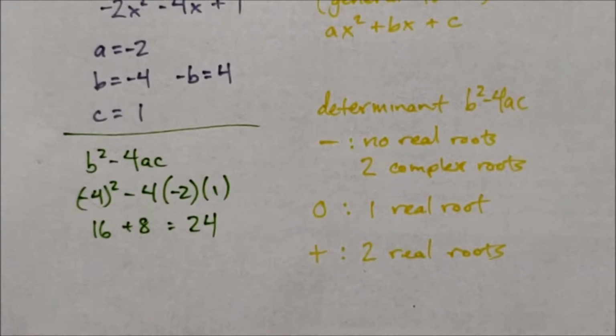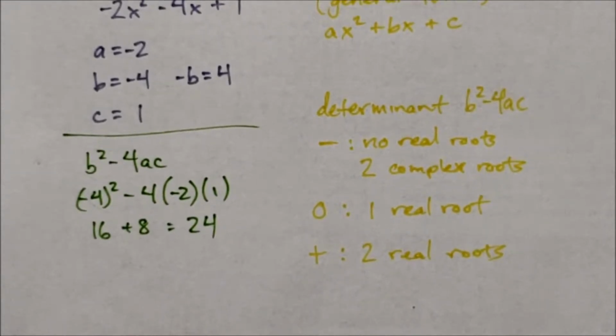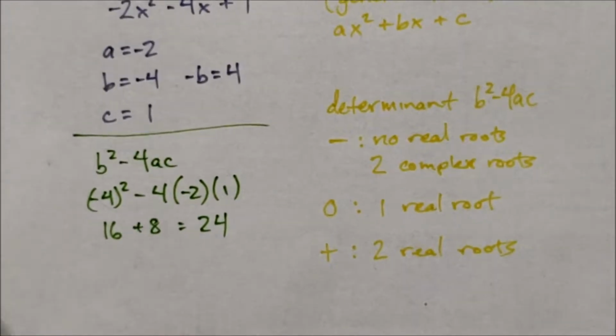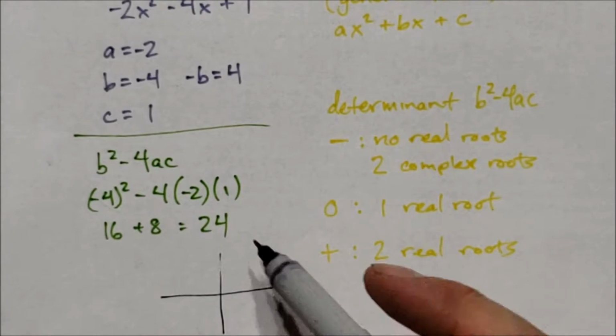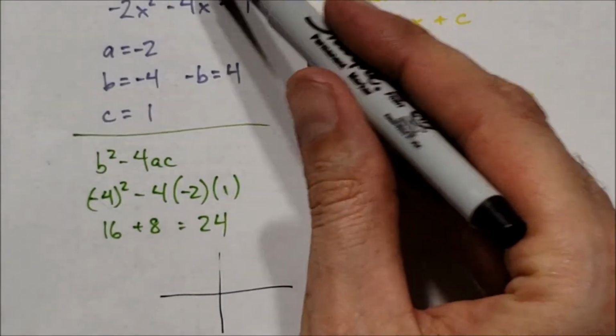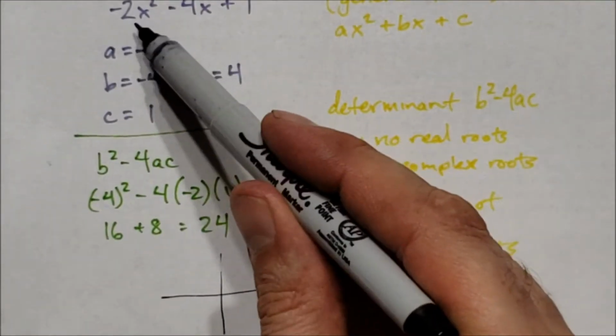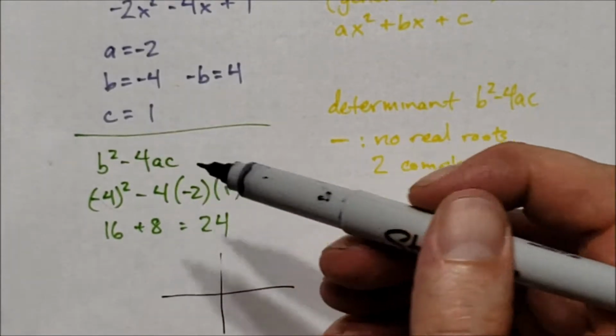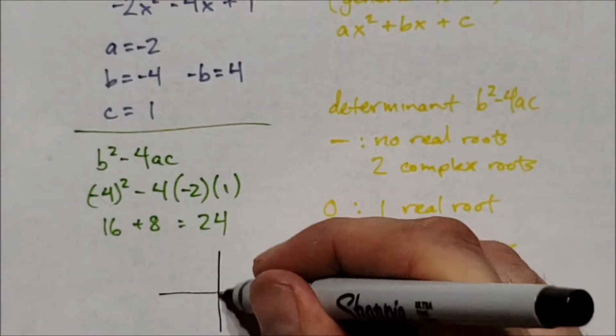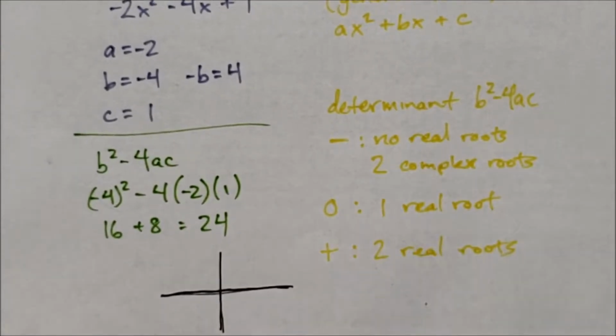At this point, we could get a general idea of a graph of this. So let's look at that a little bit. We know it's going to cross twice, and we know that since there is a negative 2 as a leading coefficient, it's going to be opening down. The other item that we haven't discussed yet is the vertex.